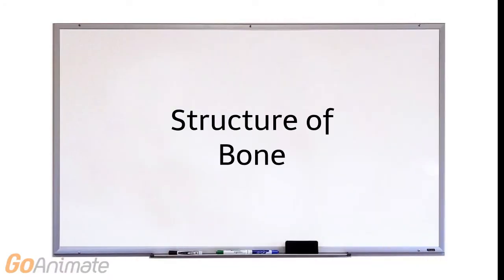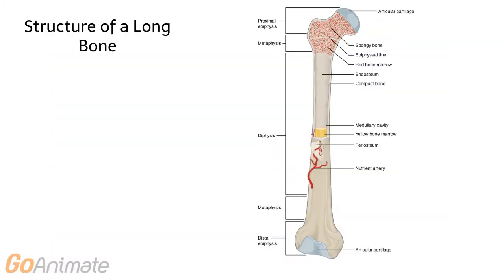Let's learn about the structure of bone. Let's begin with the structure of a long bone. Long bones include a proximal epiphysis and metaphysis. The long shaft of the bone is called the diaphysis. There is also a distal metaphysis and epiphysis.